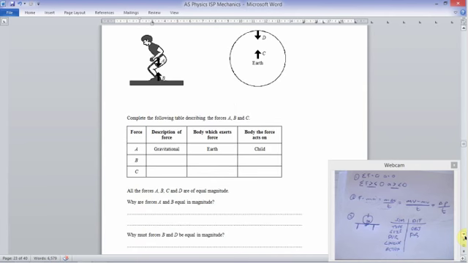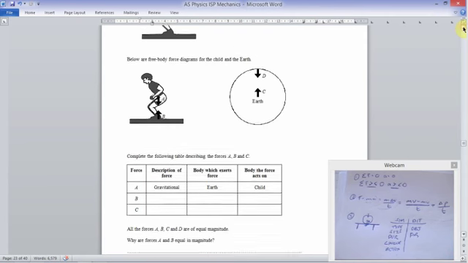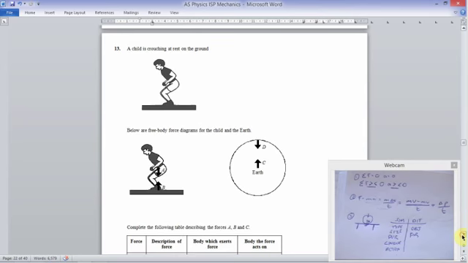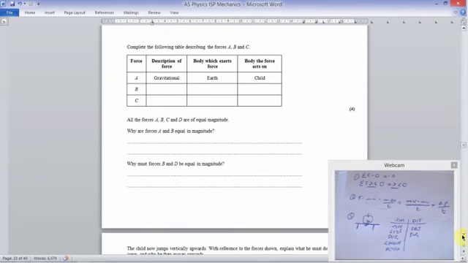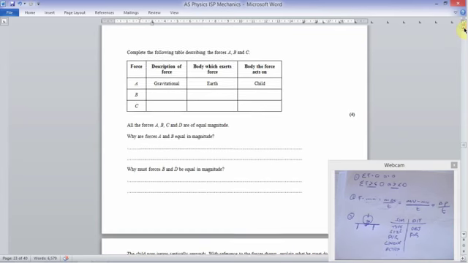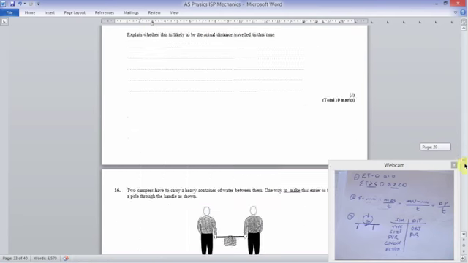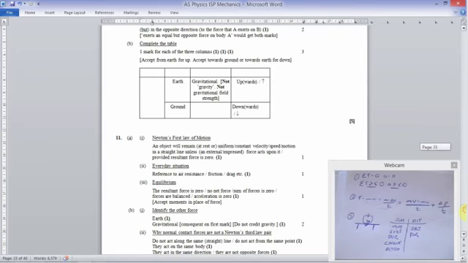Why are the forces of A and B equal in magnitude? Because they're in equilibrium. I think this has been mentioned already. Because he's at rest. I think the best way to say it would be because he is at rest. And why must forces B and D be of equal magnitude? Because again, the Earth's at rest as well. Well, the Earth's at rest relative to the child. Okay, so let's just compare. Let's just have a look at the table. There we go. Okay, so Earth gravitational upwards. No, wrong question.